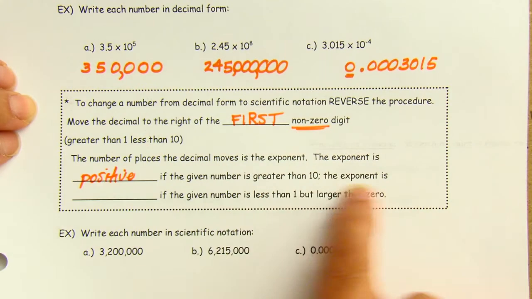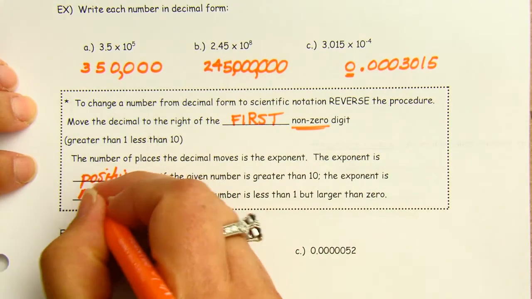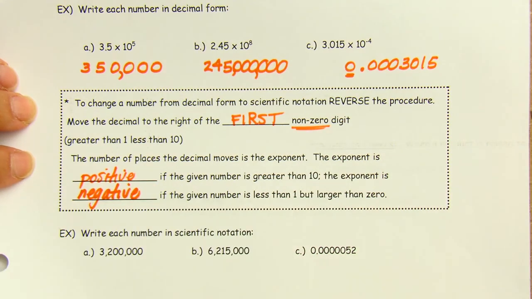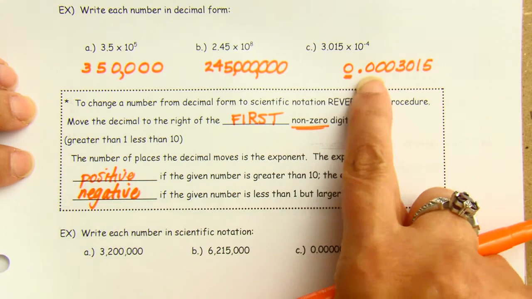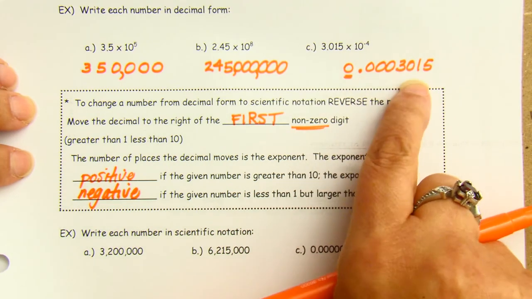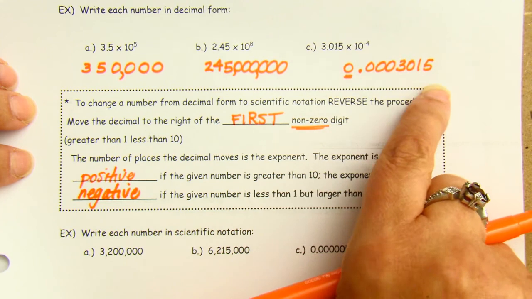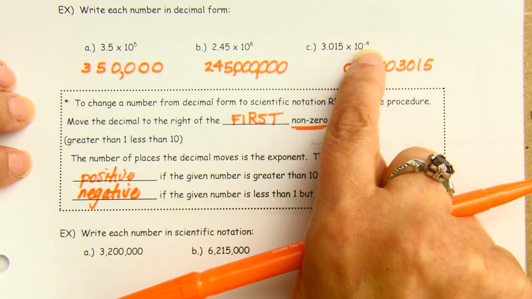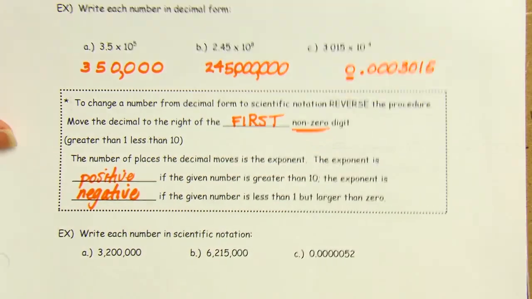The exponent is negative if the given number is less than 1 but larger than 0, so some fraction in between 0 and 1. Look here. This 0.0003015 is a number that's in between 0 and 1. And notice, the exponent in scientific notation is negative. So be cognizant of that.